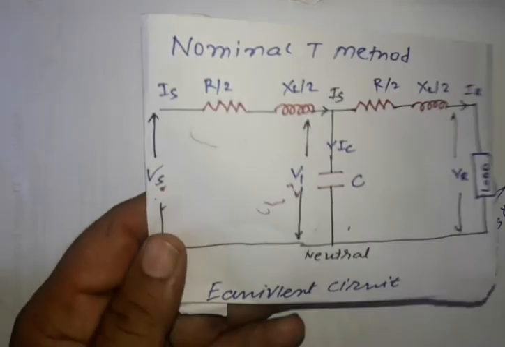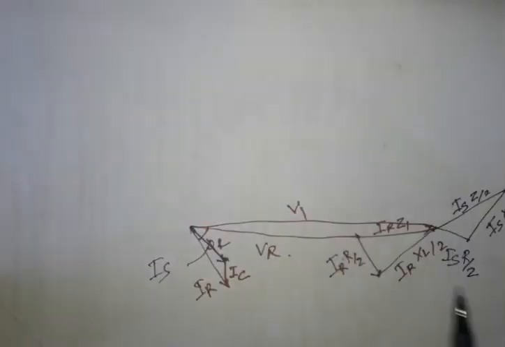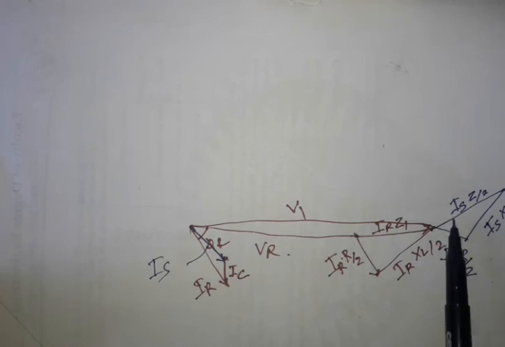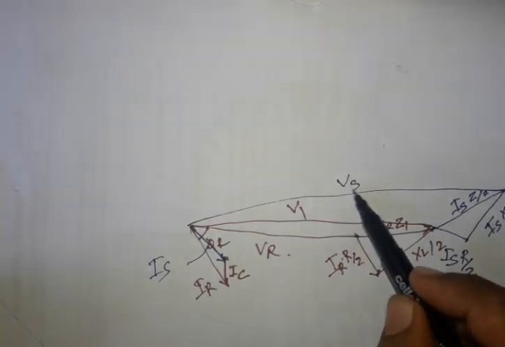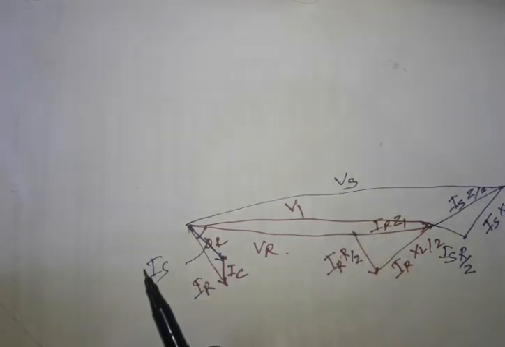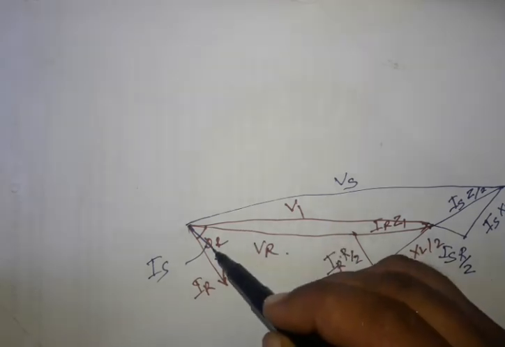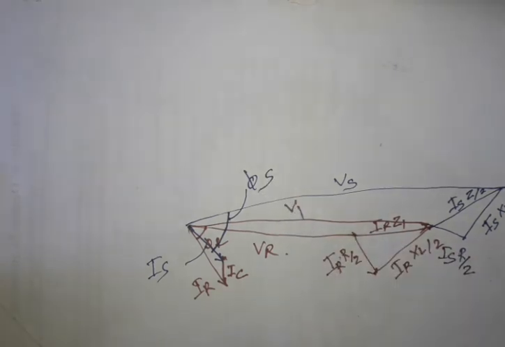From the equivalent circuit, V1 plus this drop is equal to Vs. So we draw a resultant line here, which is called Vs. So we find the sending end voltage, and we already found the sending end current. The angle between the sending end voltage and sending end current is our power factor angle phi S. So we find both the sending end voltage and sending end current from the phasor diagram.